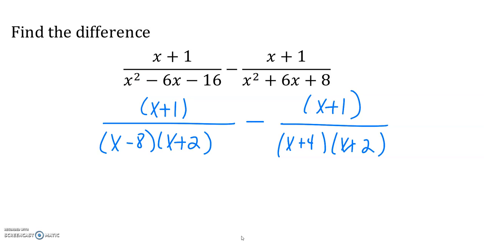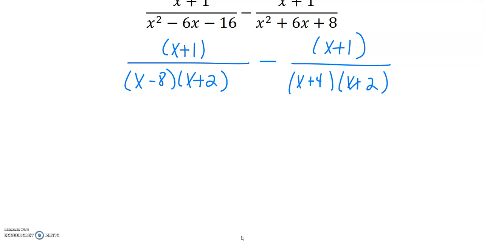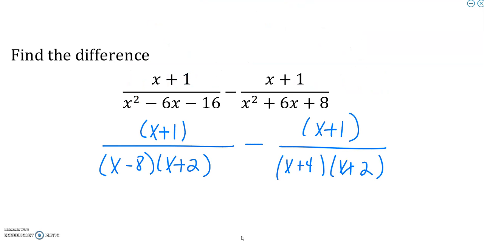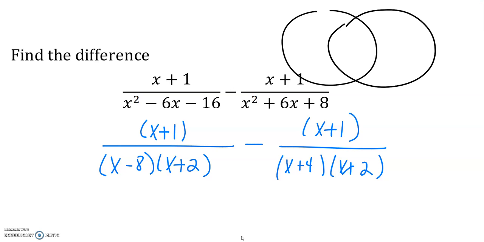So what's our common denominator? Well, we have an x plus 2 on both of them, so they share that. So if you wanted to draw a Venn diagram, you could to remember that. In fact, we can do that up here. Our Venn diagram, they share x plus 2, and they do not share x minus 8 and x plus 4, right? x plus 4 belongs to this function on the right, and this belongs to the function on the left.